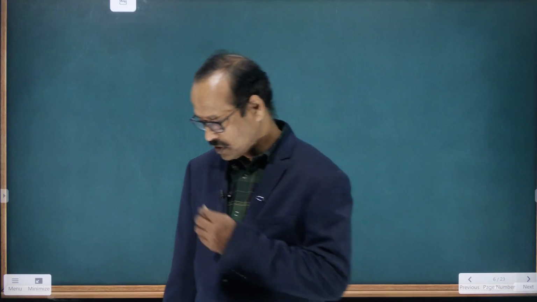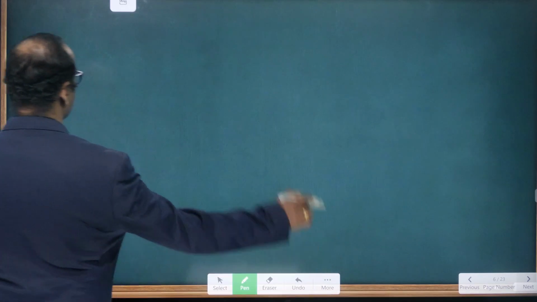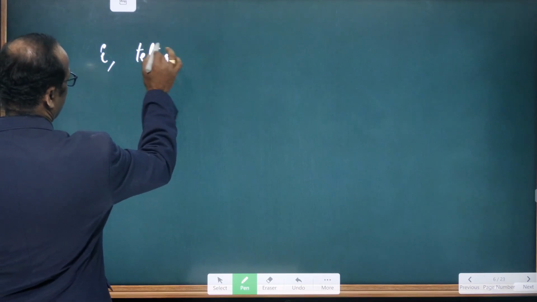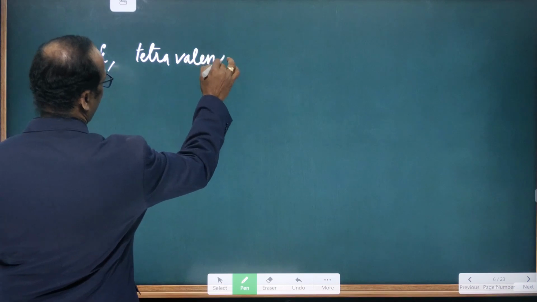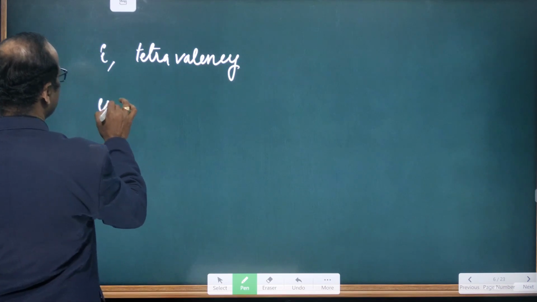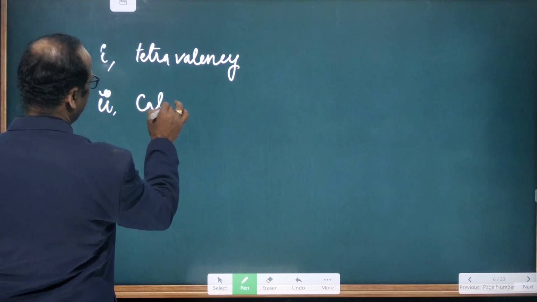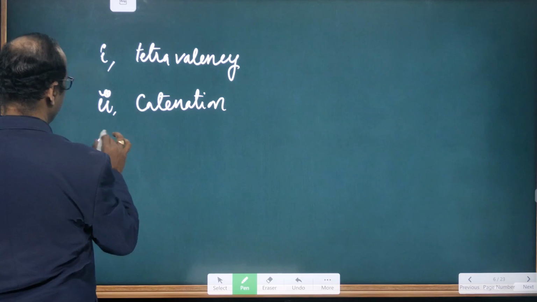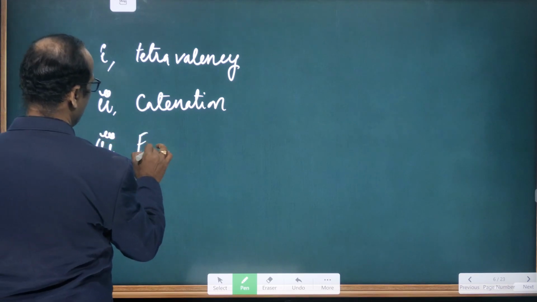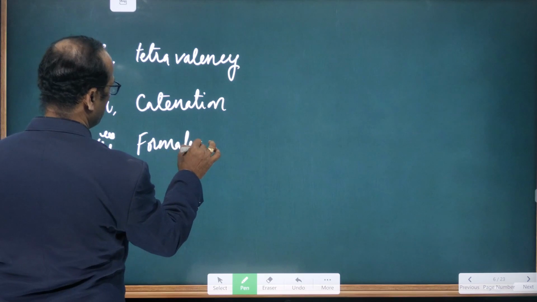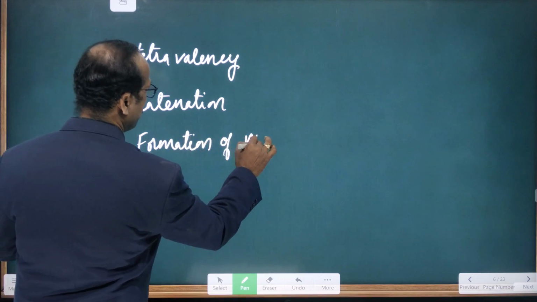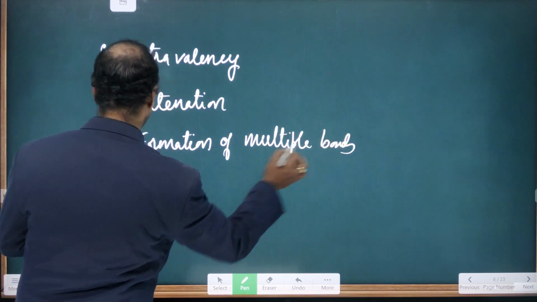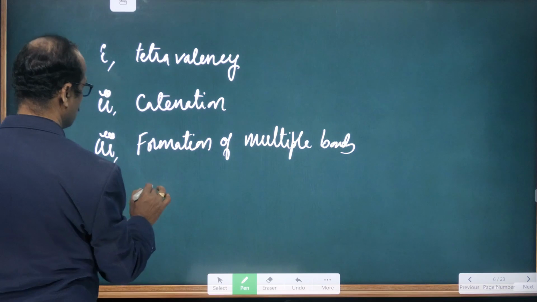So what are those most important unique properties? First one is carbon is a tetravalent element, or tetravalency, anything you can write. And the second one is called catenation. What is the second one? Catenation. And the third one is called formation of multiple bonds. Formation of multiple bonds. Okay, and the last one is isomerism.